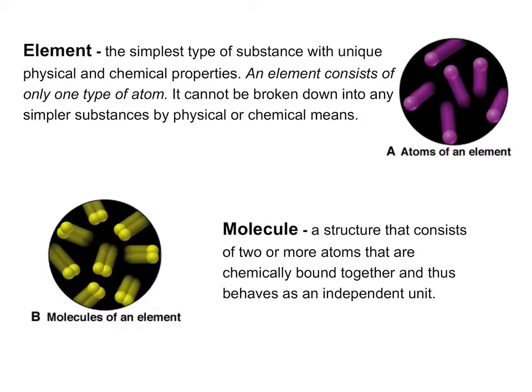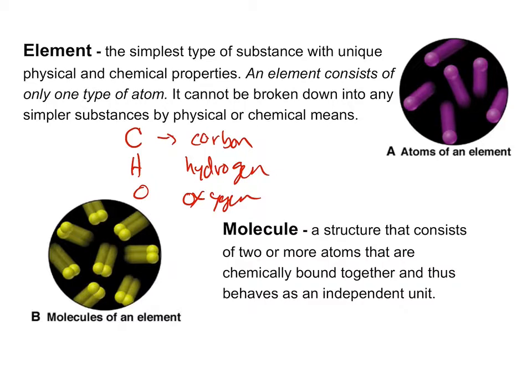And then we can contrast that with a molecule. A molecule is a structure that consists of two or more atoms that are chemically bound together and thus behaves as an independent unit. So if we go back and think about examples, we'll look at the periodic table in a minute, but carbon, for example, is an example of an element. Or hydrogen. How about hydrogen? Oxygen. These are some very common elements that I'm sure you've heard about.